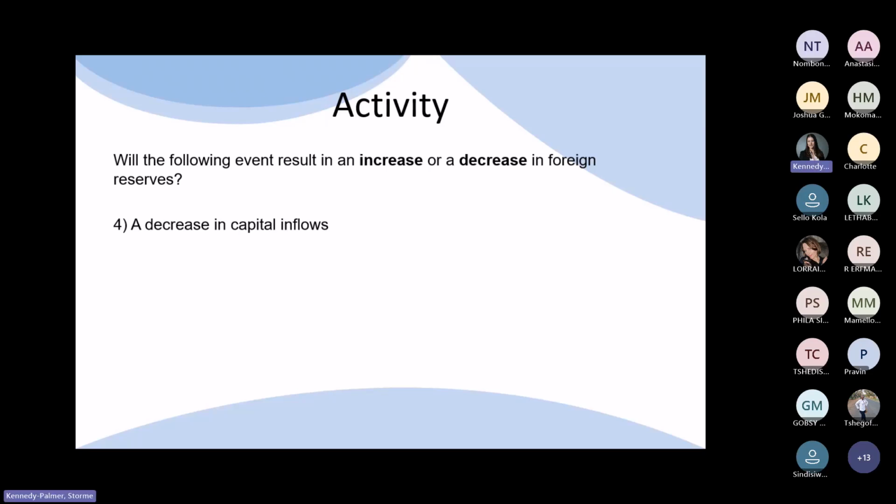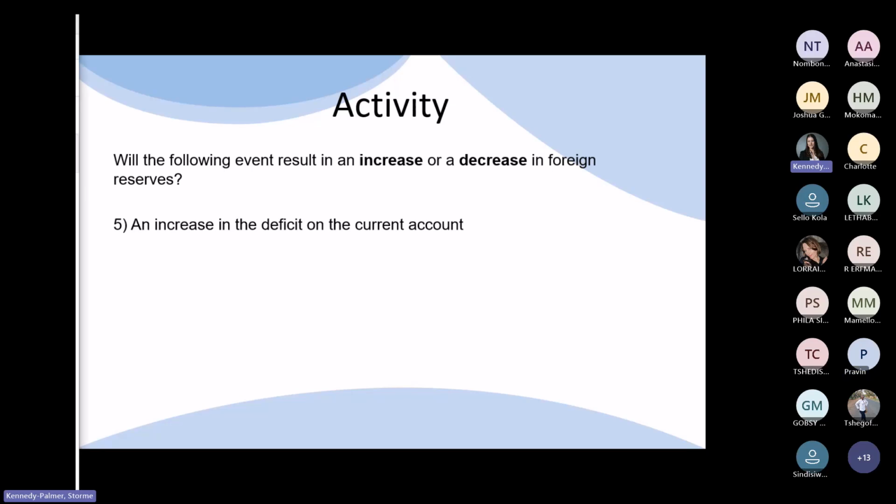Opposite way around, I think everyone can agree it's going to be a decrease. This could either be due to less foreign investment, or we have to pay back the loans that we took out, but it's going to result in a decrease in our foreign reserves. Will an increase in the deficit on the current account increase or decrease foreign reserves? It will decrease.